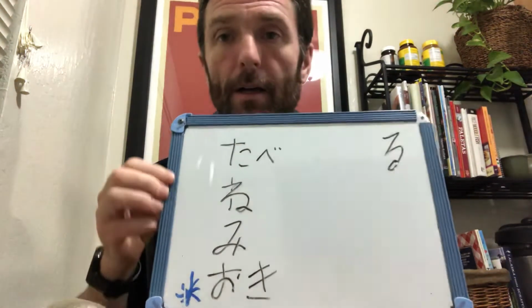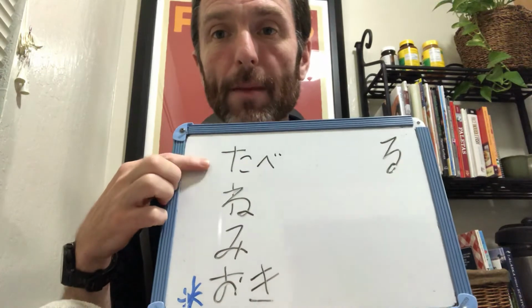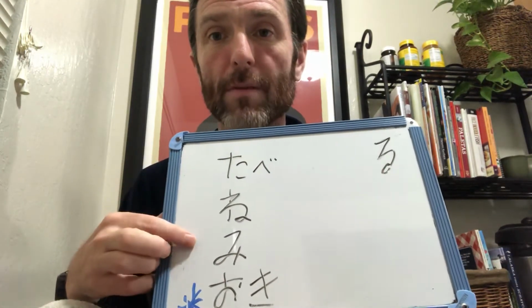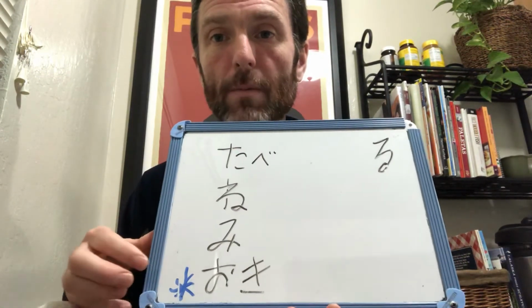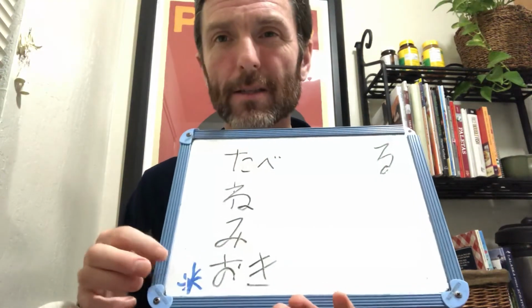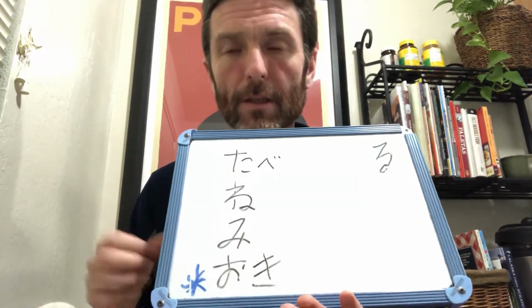Instead of tabemasu, now we have tabe. Nemasu becomes ne. Mimasu becomes mi. And okimasu becomes oki. I have a little star here because it's kind of an exception in terms of recognizing.